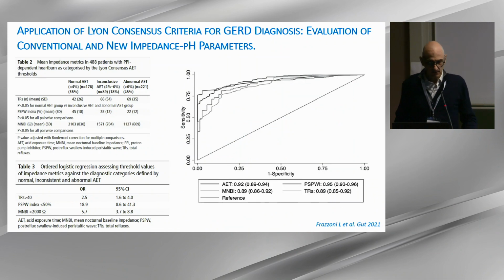In this study, we evaluated a large number of patients according to the Lyon consensus, and focused our attention on patients with inconclusive acid exposure time. The metrics used were total number of refluxes, PSPW, and MNBI. Even the cutoff values, just discussed by Daniel Sifrim, should probably be reviewed, but these metrics seem to better separate patients with GERD from those without GERD.